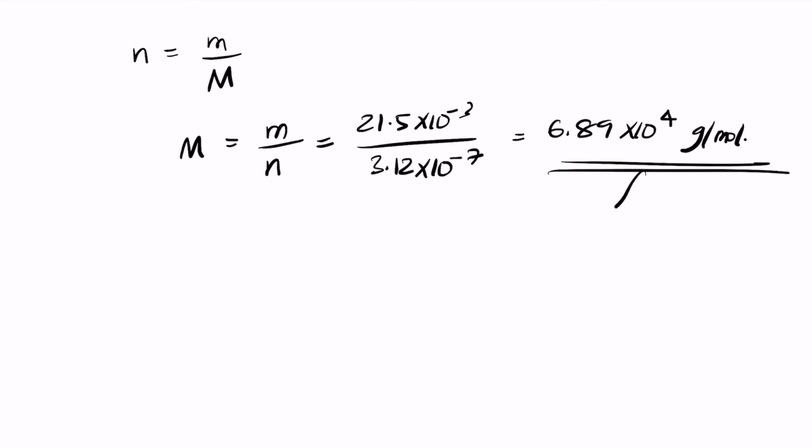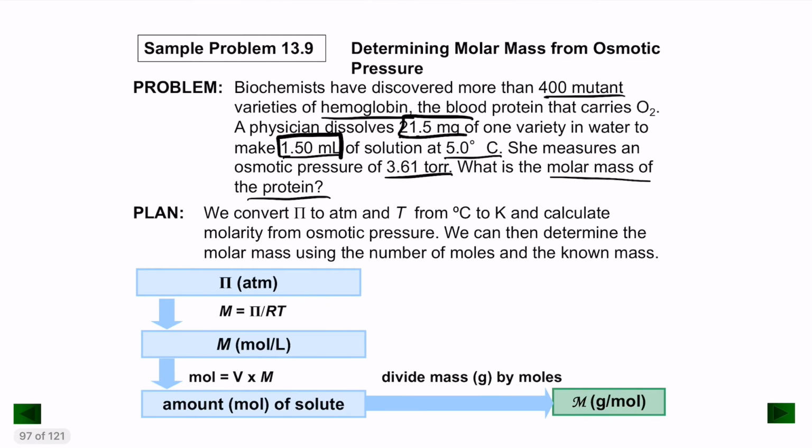So this is the molar mass of the protein hemoglobin from the problem that is given. So this is how we can calculate the molar mass of the protein. So it's about 68,900 grams per mole. So that's how large the protein is.